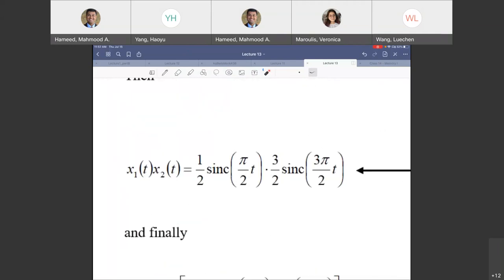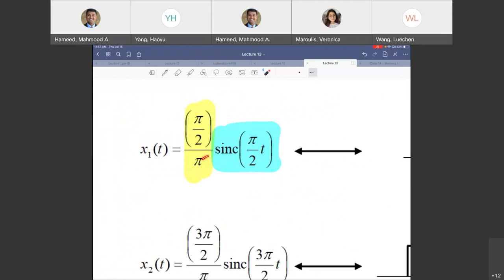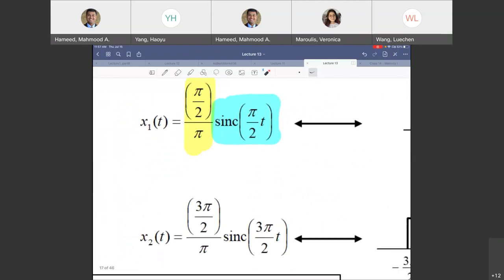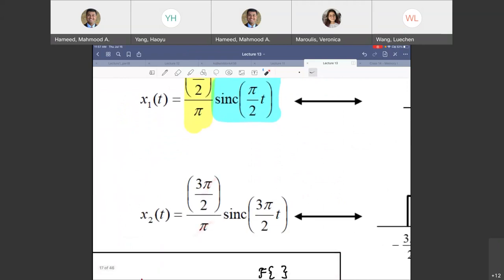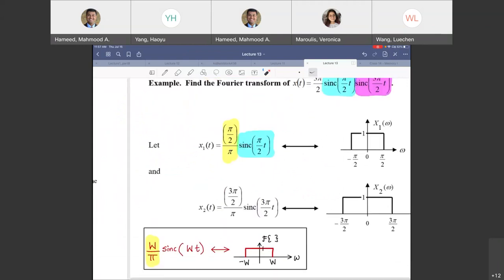So let's say we are multiplying them in time. When you multiply them in time, what do you get? You get the first sinc, the second sinc, but only a half. Why do you get only a half? Well, your pi is cancelled out, you had a half there, 3 there. Hold up.